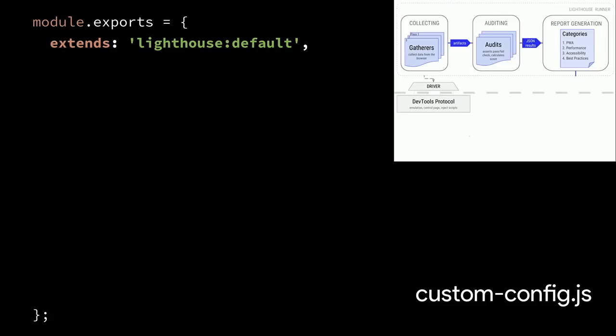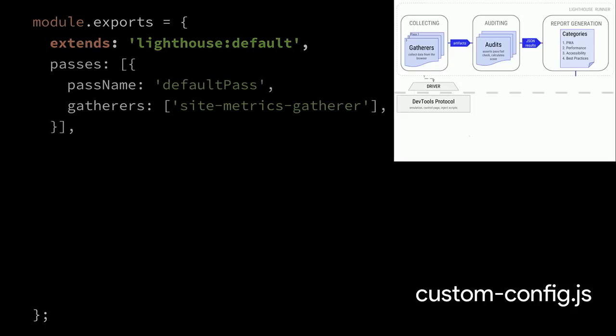Yeah. So the last thing we need to do is make a configuration file for Lighthouse to tell it how to find the gatherer, how to find the audit, and how to run them. So just like something like ESLint, you can extend from the default Lighthouse run. And that just tells it, hey, run all the normal passes and audits and gatherers that you normally do so that my gatherer, my audit can be in the same context, the same report as all the rest.